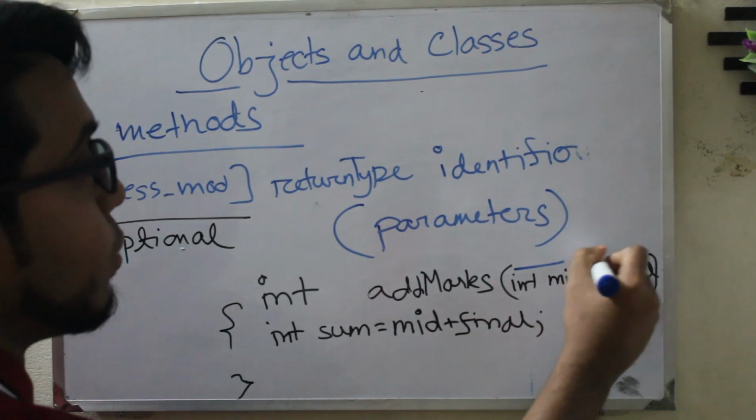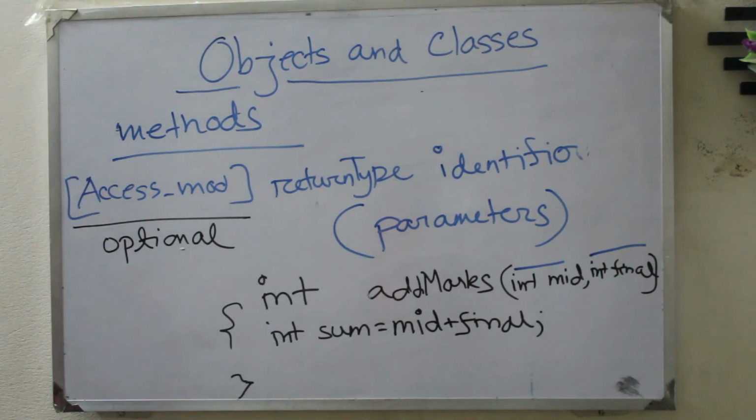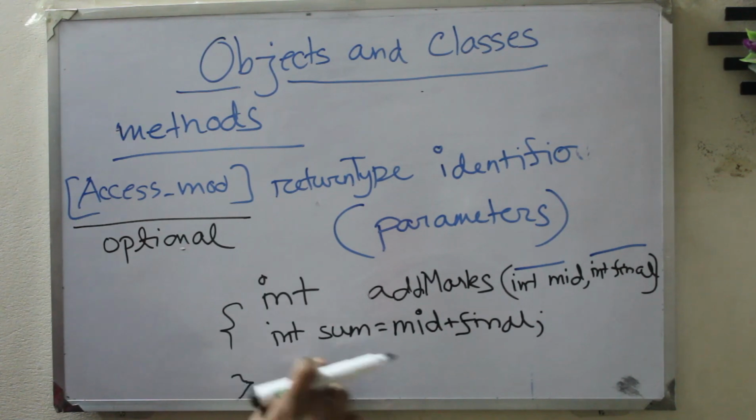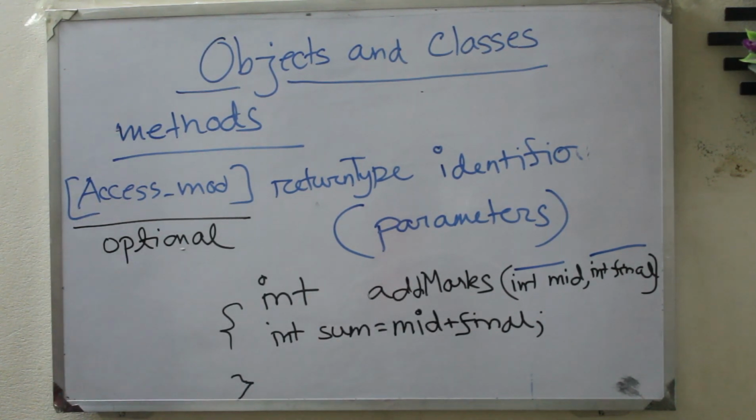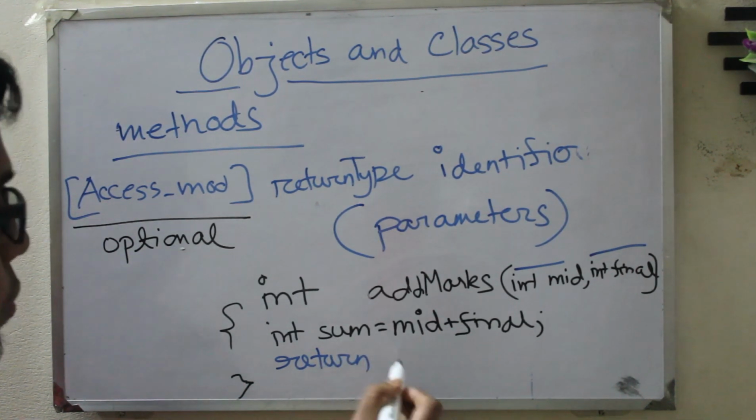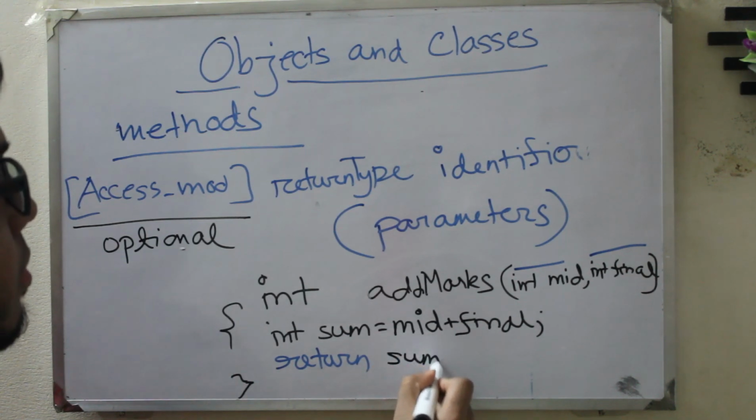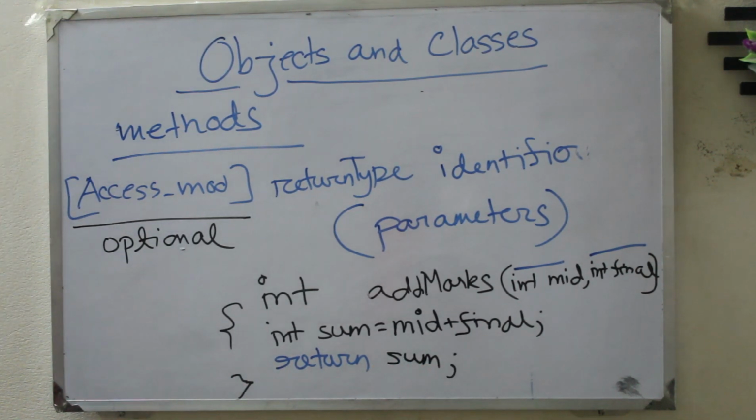Okay, we have passed two integers. One is the mid marks and another is the final marks. After adding the two marks, we have stored the summation in this variable, which is typed integer. Then we're going to return these marks to the user. So we write this keyword, which is return. This is a keyword, okay? And then what do we return? We return the sum. So this is a method that we've written.